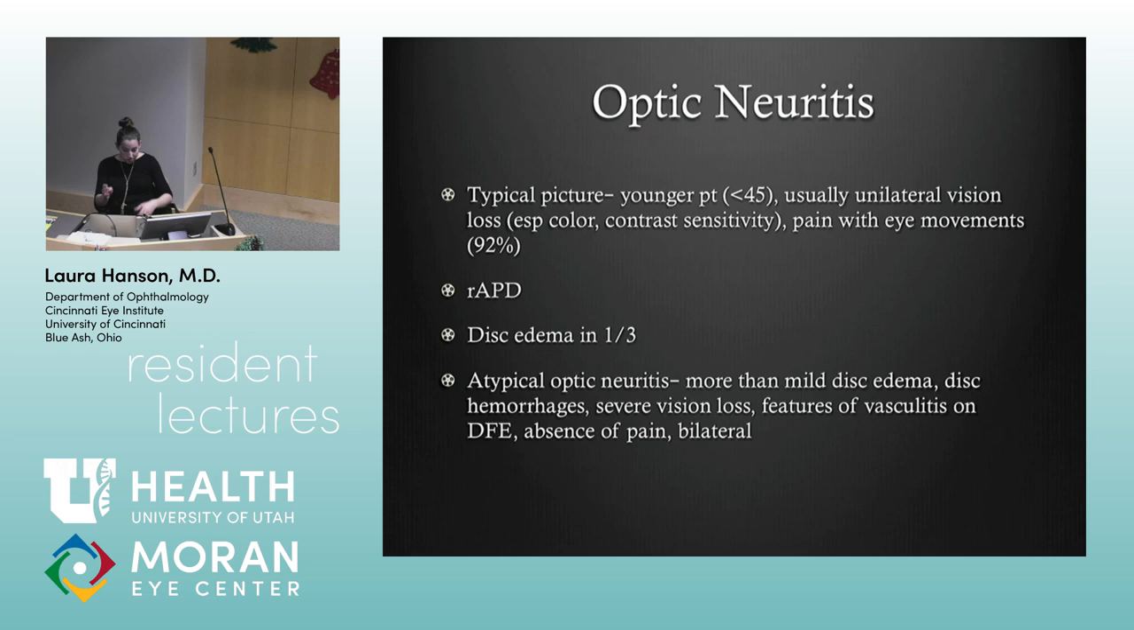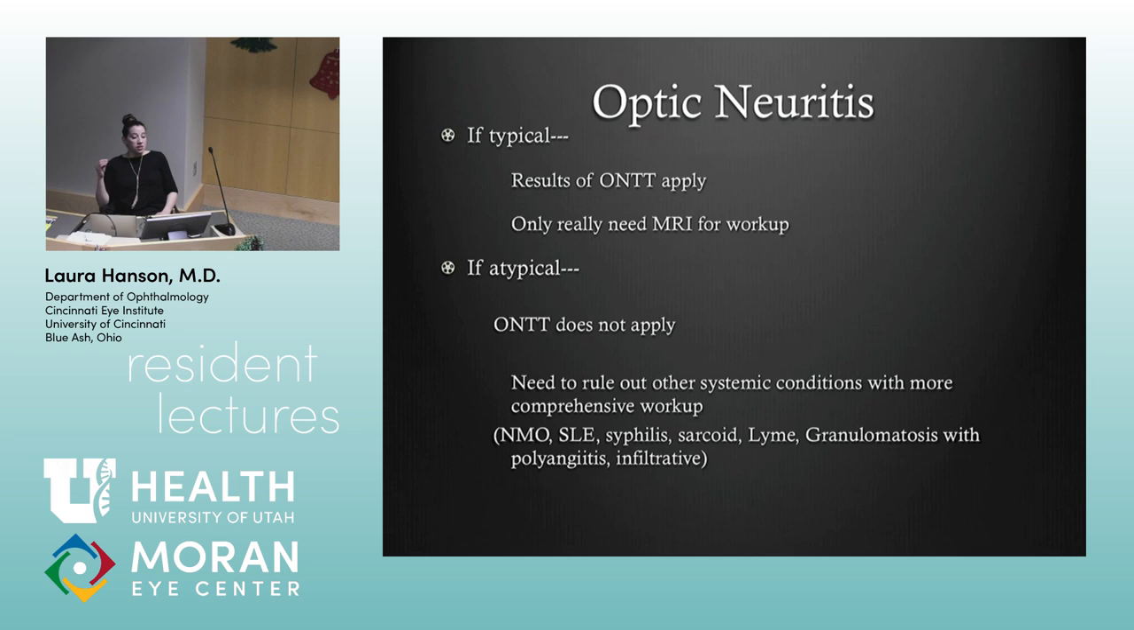it's a little bit of a different approach, and it's going to be a different answer to the questions, right? If it's typical, then the results of the optic neuritis treatment trial do apply, and really the only workup that you need is the MRI. If it's atypical, those study results really don't apply, and you have to rule out other systemic conditions with a bigger workup.